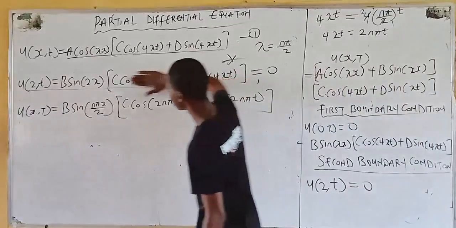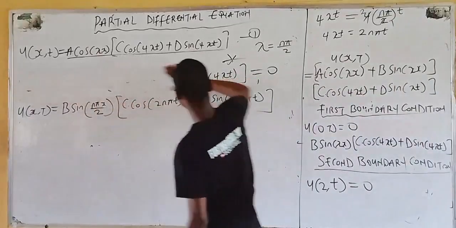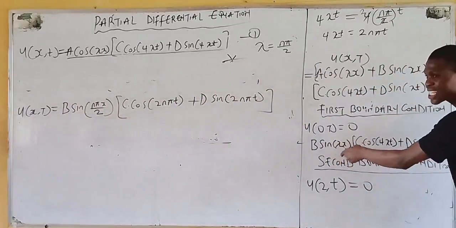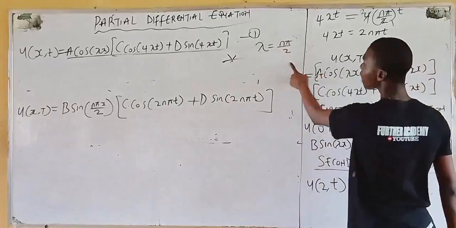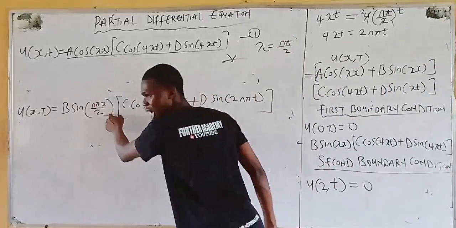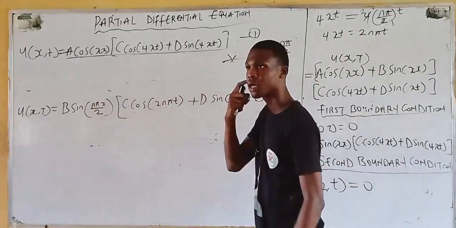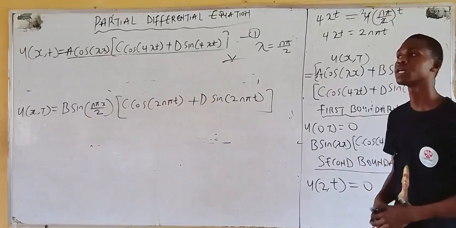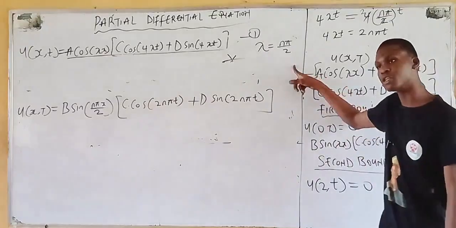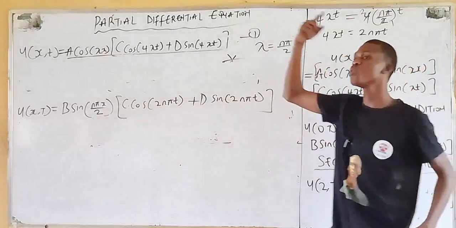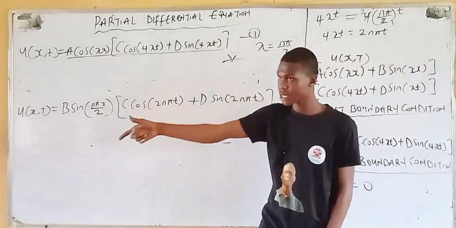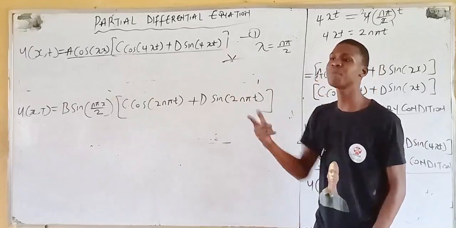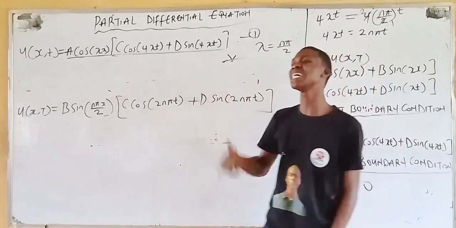Let me clean this. This is what we are following. From here, I'm having b sine lambda x. What's lambda? n pi over 2. Meaning n pi over 2 times x. When s equals 2, we got the eigenvalue. When s equals 0, we got a, right? When s equals 2, we are meant to get b. But we see that b can't be equal to 0. So we got the eigenvalue.